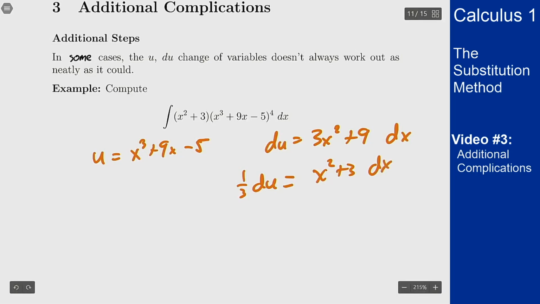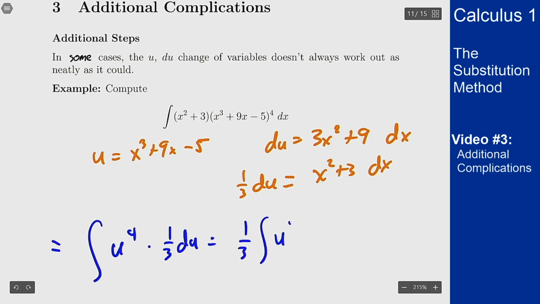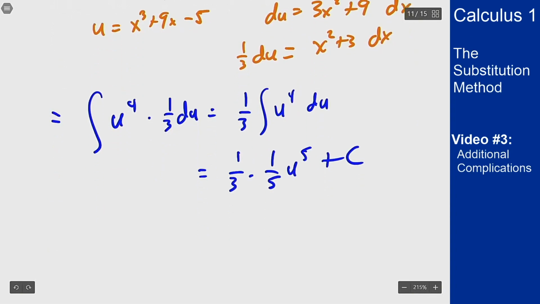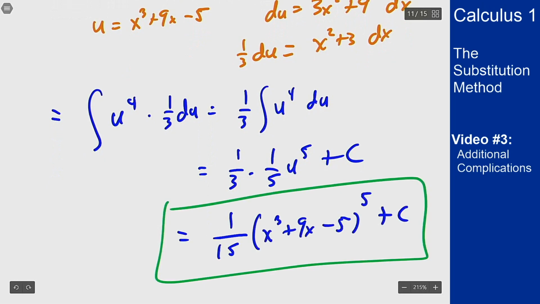Now I can substitute in and get the integral of u to the fourth times 1/3 du, or 1/3 integral of u to the fourth du, which I can then integrate because that's the power rule. 1/3 times 1/5 u to the fifth plus c, and I plug back in my u. The issue here was just a missing constant that made me need one more step to make sure I could plug everything in properly to get to this answer.